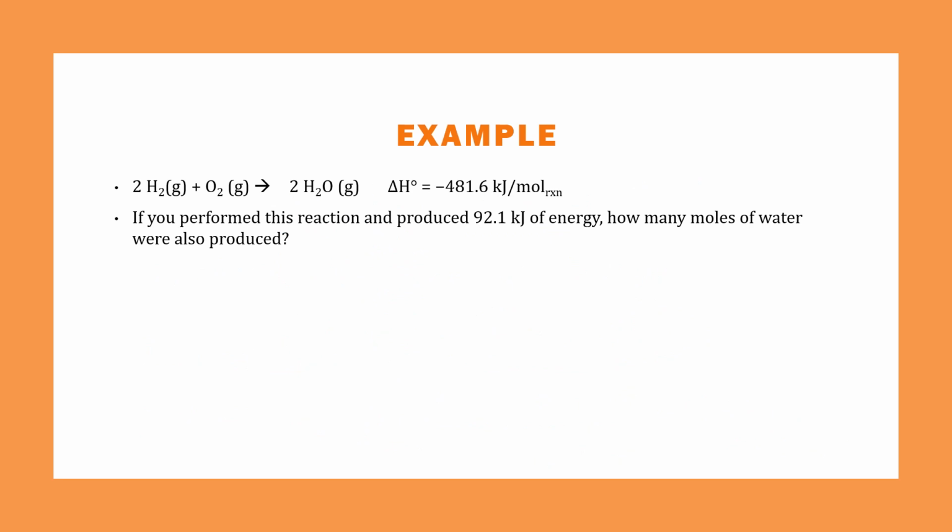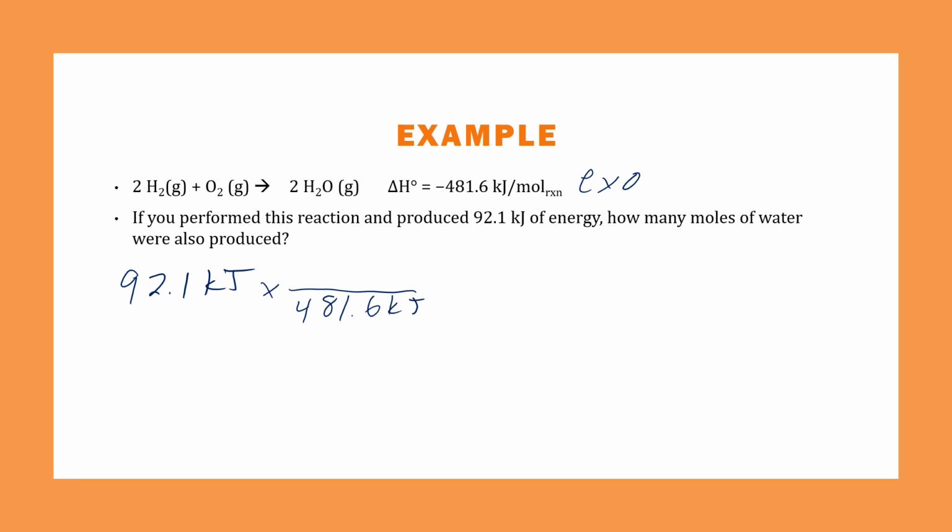Okay, let's look at one more example. This time we have hydrogen and oxygen reacted to form water, and we know it's exothermic because it's negative. If you perform this reaction and produced 92.1 kilojoules of energy, how many moles of water were also produced? So I want to go ahead and start with that 92.1 kilojoules. Okay, it produced that amount of energy, right? It released it. I'm going to go ahead and use the heat of reaction, but I'm going to use it as a magnitude because that's how much was released.